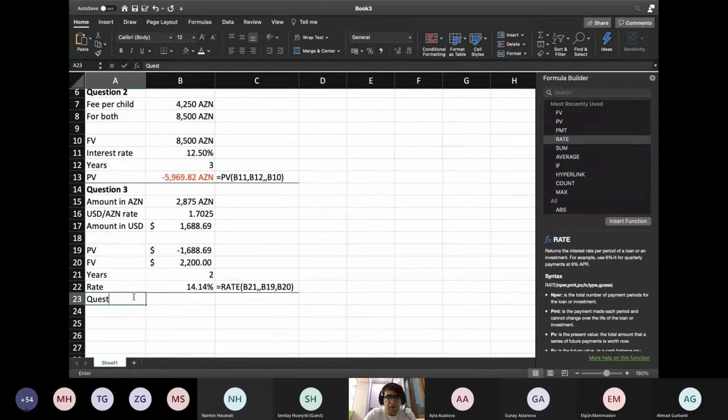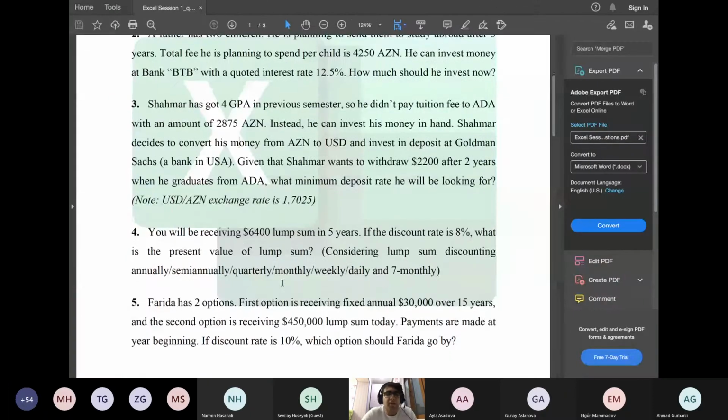Let's switch to question 4. Question 4 says, you will be receiving 6,400 lump sum in 5 years. If the discount rate is 8%, what is the present value of lump sum? Considering lump sum discounting annually, semi-annually, quarterly, monthly, weekly, daily, and 7 monthly.